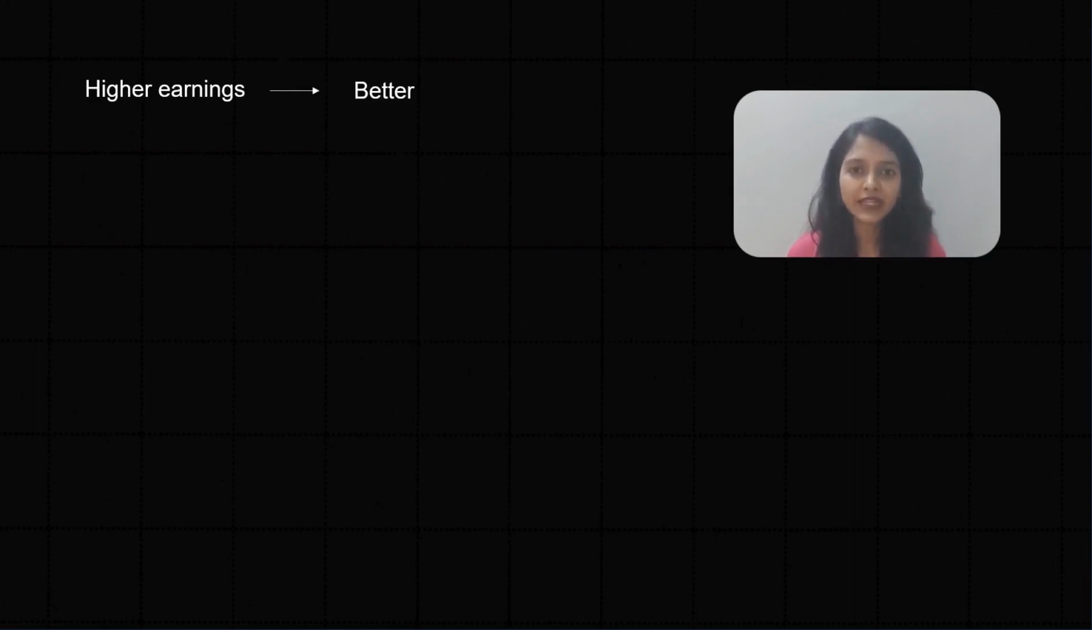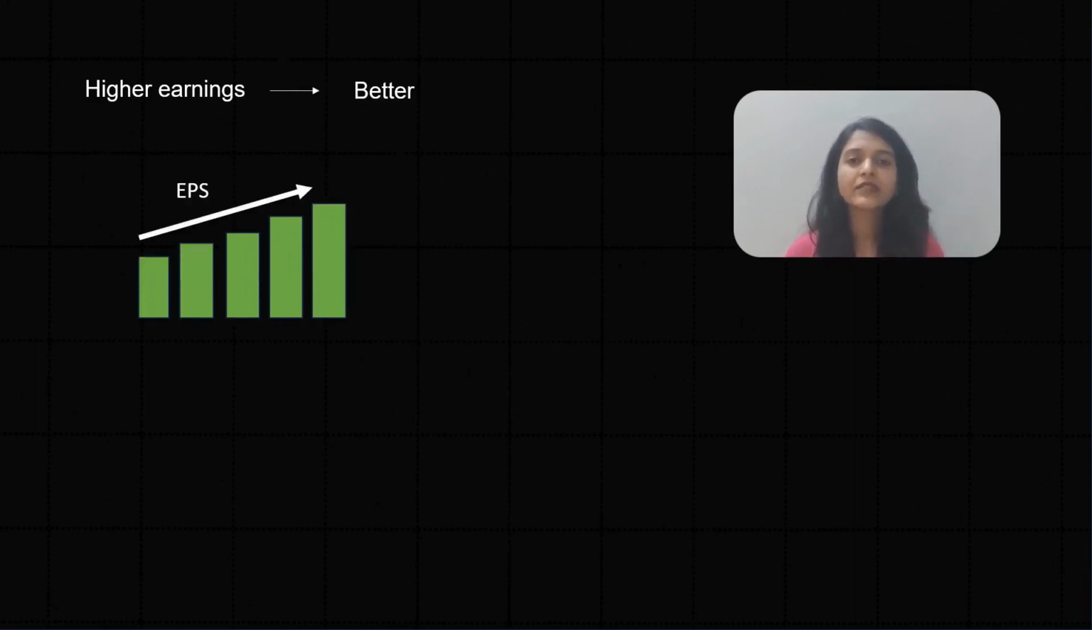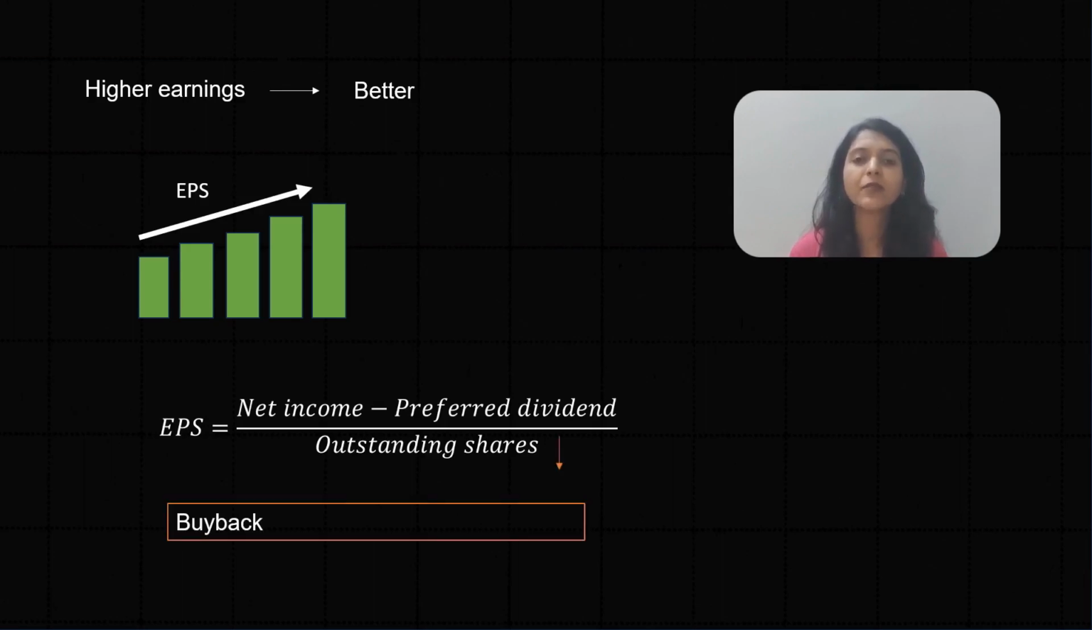So if there is an increase in EPS year on year, it is a sign of growth. But if EPS increases due to a buyback, then it may not be a sign of growth, because in a buyback, the number of shares outstanding decreases, not necessarily increasing the net income.